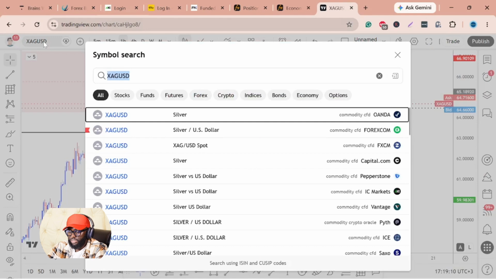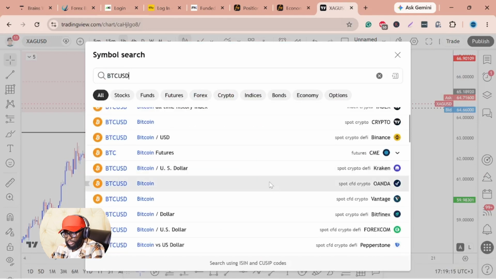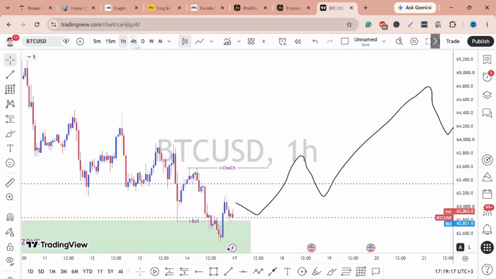Now the last one is BTC USD. So BTC USD, this will be our setup to look at. Now BTC USD, earlier on I was very bullish on BTC USD. My bullish bias has not actually changed because the bullishness was being informed by what?